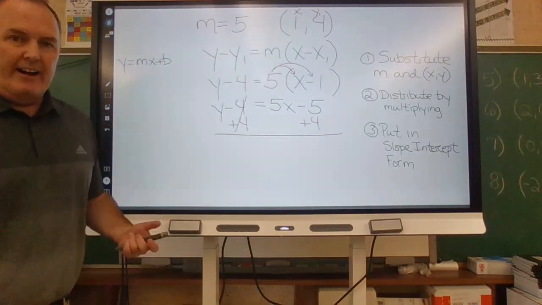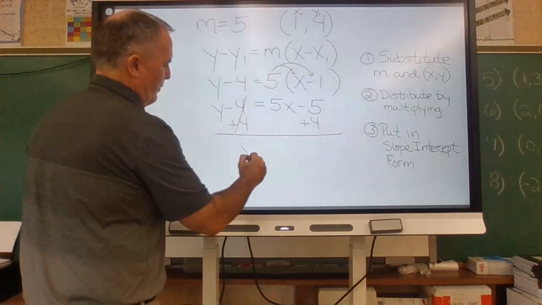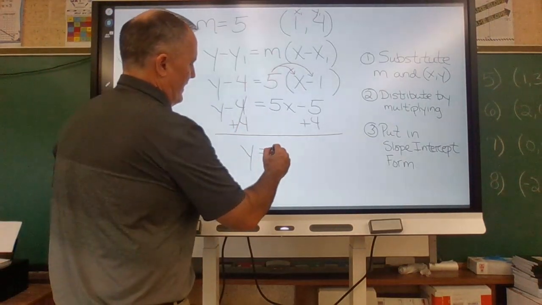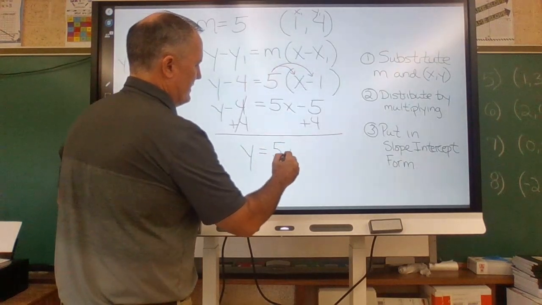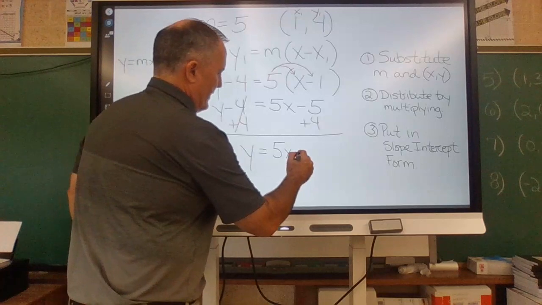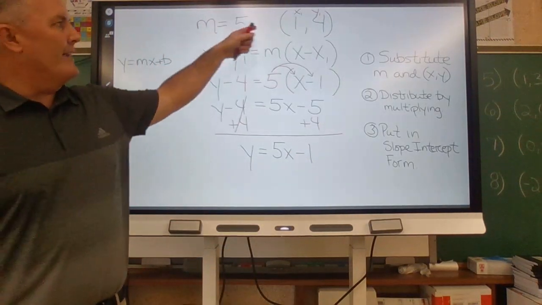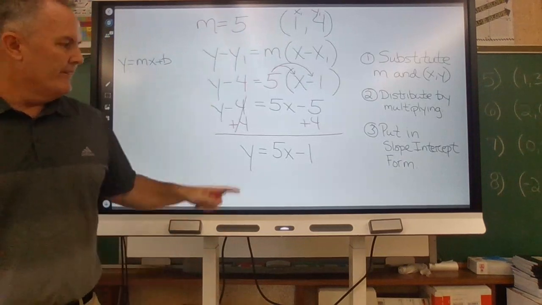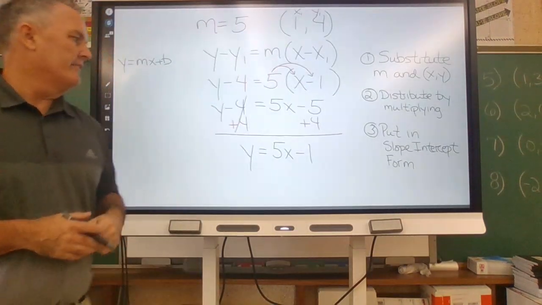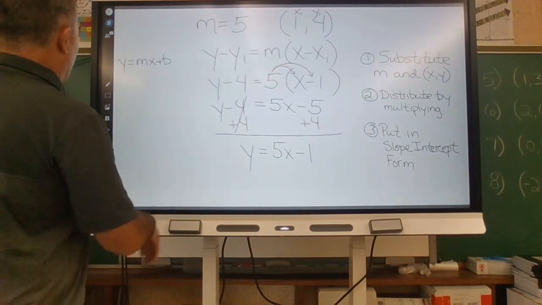That will cancel that out. Then I just bring everything down. I've got my y all by itself. I have a 5x. Now negative 5 plus 4 gives me a negative 1. And there we go. We've converted a point and a slope into slope-intercept form, and it's something that's a lot easier to graph. All right. That's one. Let's do another one.